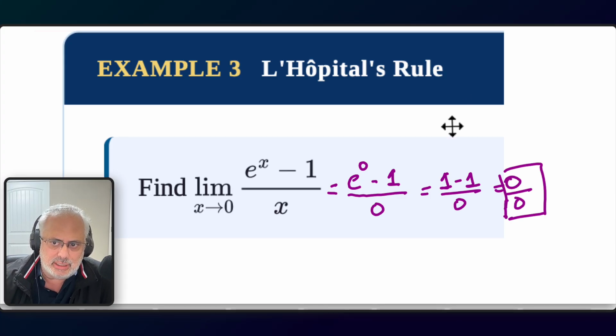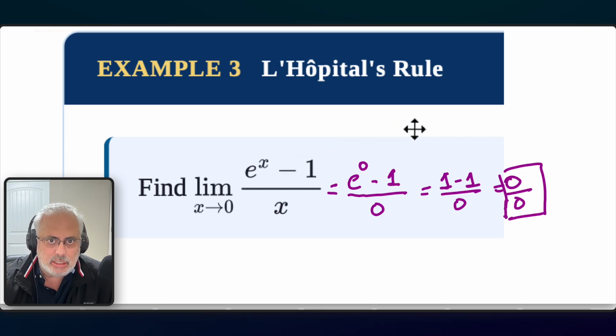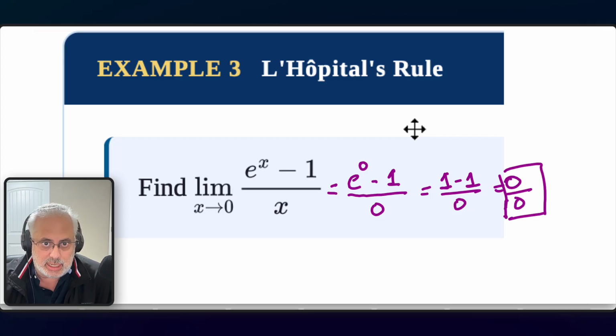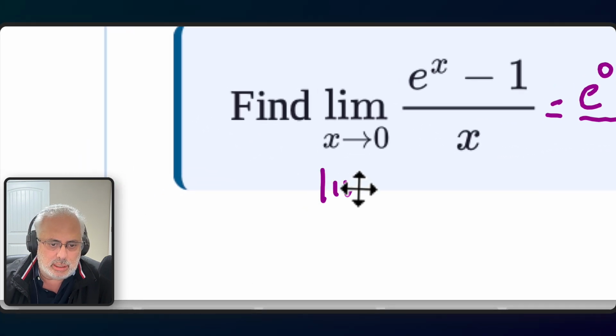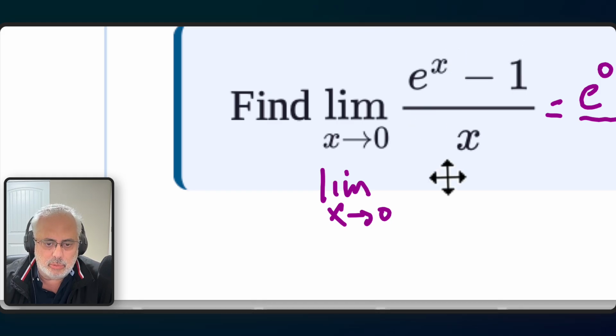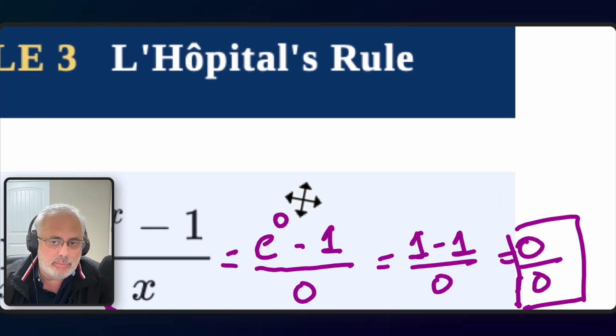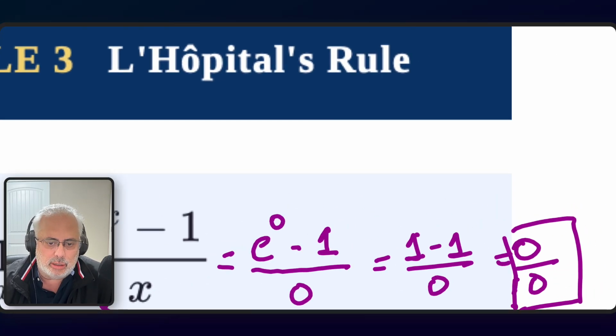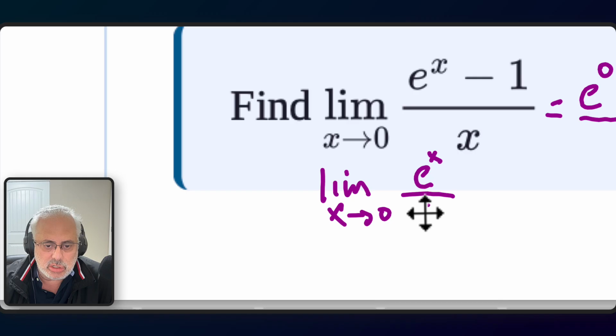So the derivative of e^x − 1 is just e^x, because that's the derivative of this exponential function, and the derivative of a constant is 0. So you can write here the limit when x approaches 0. I'm using now the derivative of the top, which is e^x, and the derivative of the bottom is just 1, because that's the power rule for y equal x.